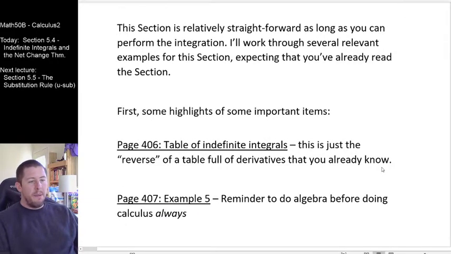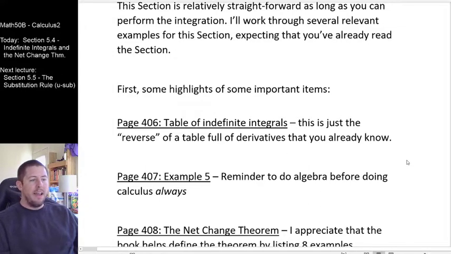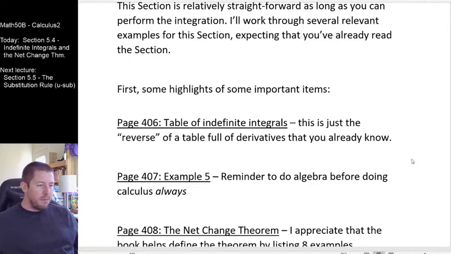But I do want to point out some of the things that are important in here. First things first, on page 406, there's a table of indefinite integrals. This is literally the reverse of a table that the book has previously used in a derivative section back in Chapter 3 somewhere, because we know that derivatives and integrals are almost perfect inverses of each other. They've got that little difference of the plus C, but they're almost perfect inverses of each other.